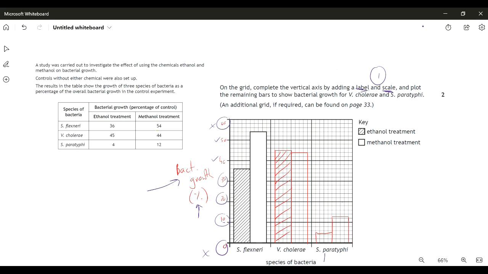Here, for this particular bacteria, we haven't correctly used the key, so there's no shading. And these boxes are both okay, but this one here is all wonky at the top, so it's not been drawn with a ruler, so no mark. And finally, for this plot here, even though it's just a little bit above the line for 12, it isn't bang on where it should be. There's a small tolerance that's given, but that would be inaccurate in this case. So again, that mark could be lost.